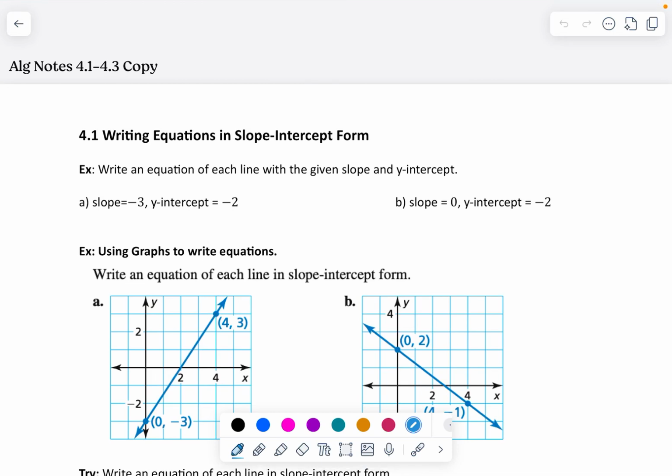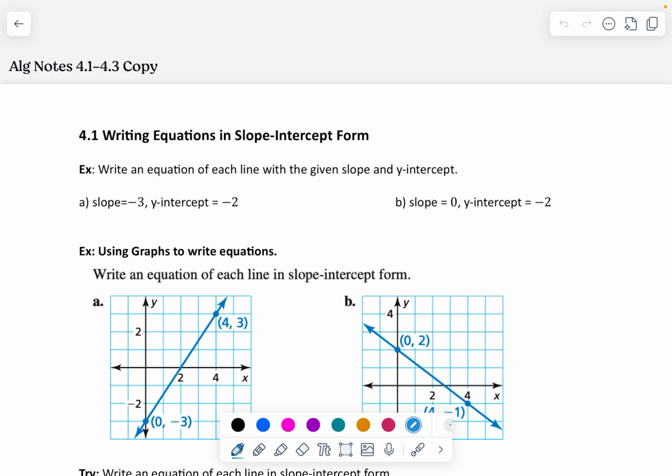All right, today we are starting chapter 4, and it really ties in with chapter 3, in that we're still going to be talking about linear equations, y equals mx plus b. But now instead of graphing, we're going to be writing equations. And today is a nice smooth start where we're going to be writing equations in slope-intercept form.